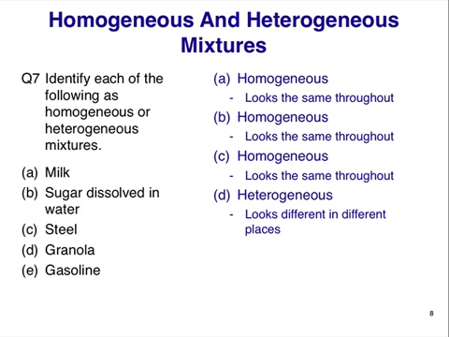The fourth is a heterogeneous mixture. Granola doesn't look uniform. Sometimes I see raisins, sometimes flakes, sometimes oats. If it does not look the same to the unaided eye all the way through, it's called heterogeneous. Hetero means different. Lastly, gasoline. Gasoline is a homogeneous mixture. It looks uniform throughout to the unaided eye, like a yellowish liquid.